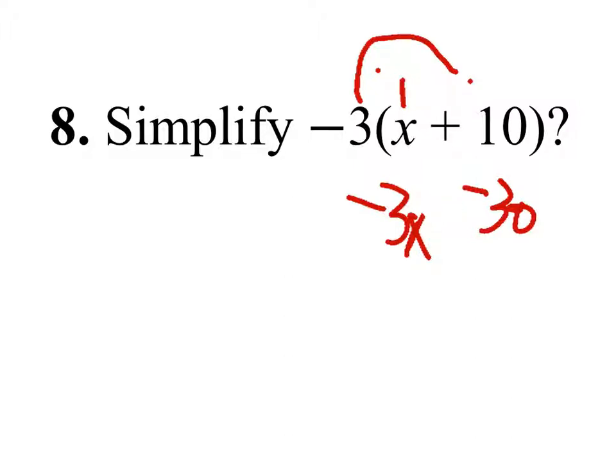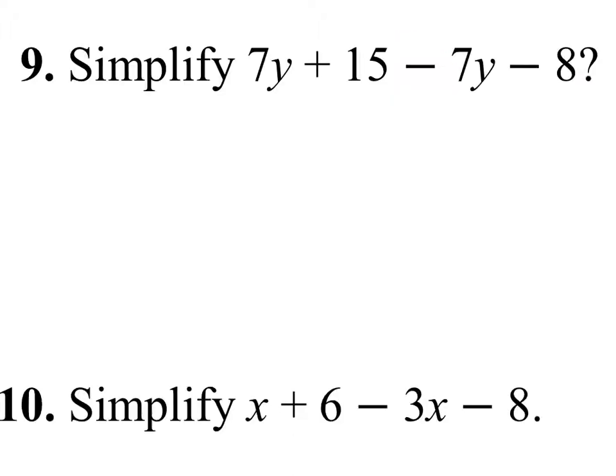All right, so negative 3x minus 30. We'll just write that below down the count. Negative 3x minus 30. That's good. So it's H. Yep. But I did get it right on my paper. Number 9, good luck.